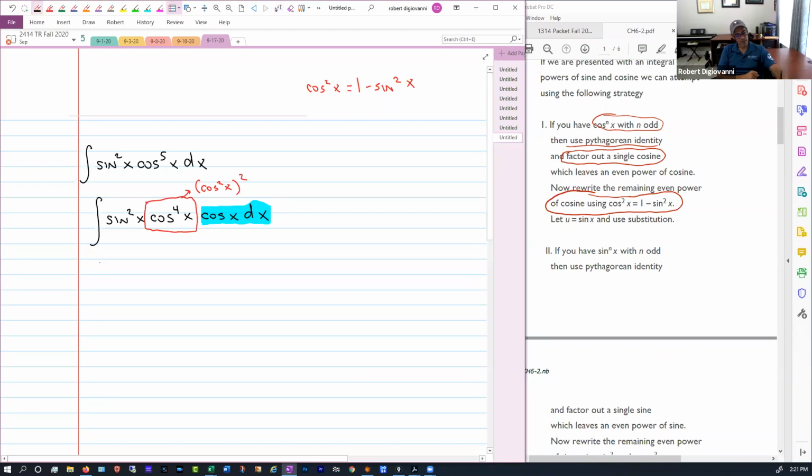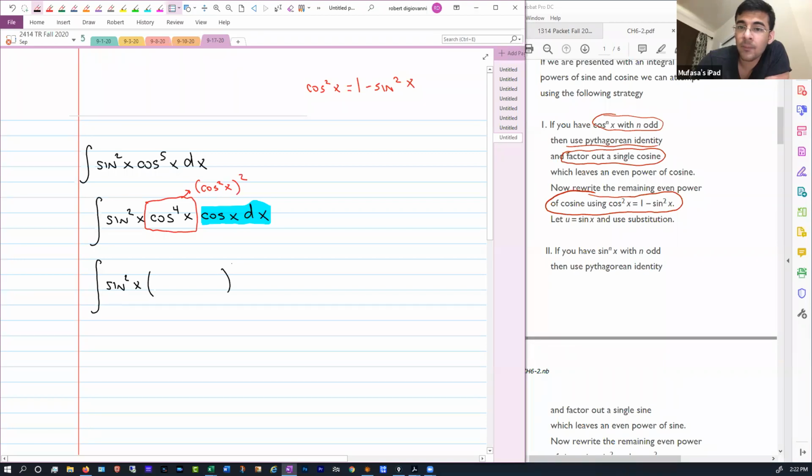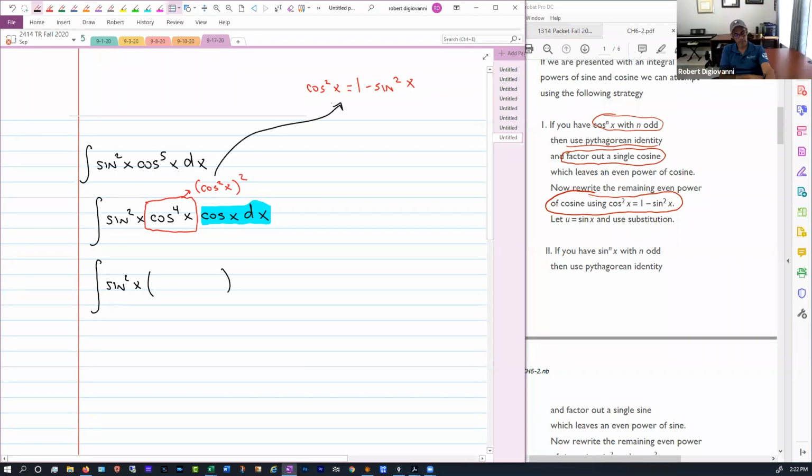So now I have this integral, cosine squared x in parentheses. What goes in the parentheses? Cosine squared, which I'm going to replace with 1 minus sine squared x. But all that's still being squared, right? Don't forget you have this squared there. And then cosine x dx.